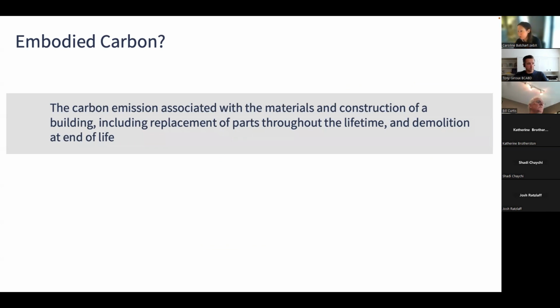And just for anyone who really wants that neat and tidy definition written down: the carbon emissions associated with materials and construction of a building, including replacement of parts throughout the lifetime and demolition at end of life. A big component of the embodied carbon of a building is the decomposition of those materials in landfill. So really thinking about what you're doing at the end of life of a home is a big piece.